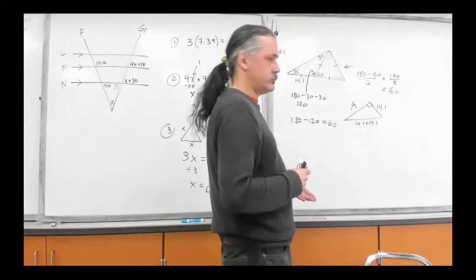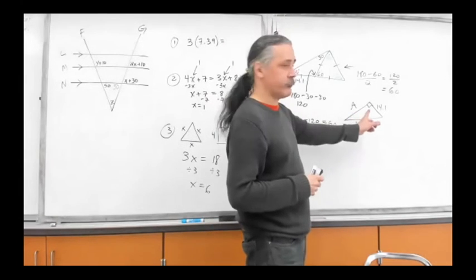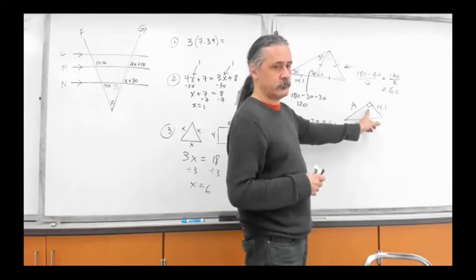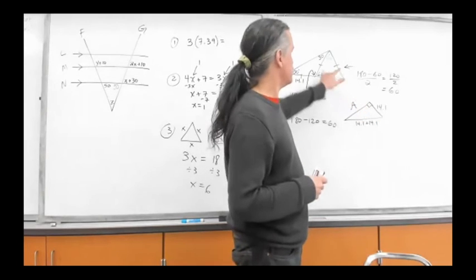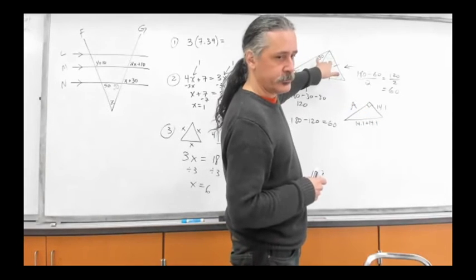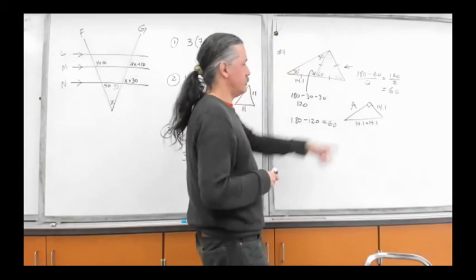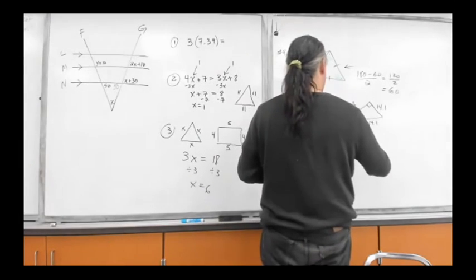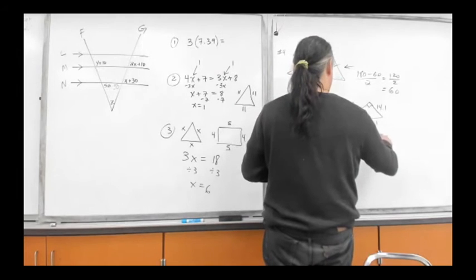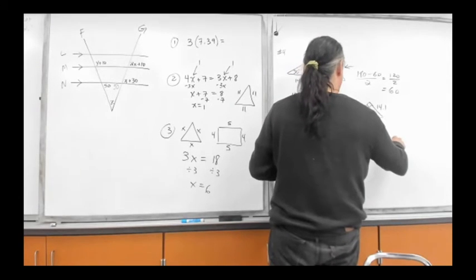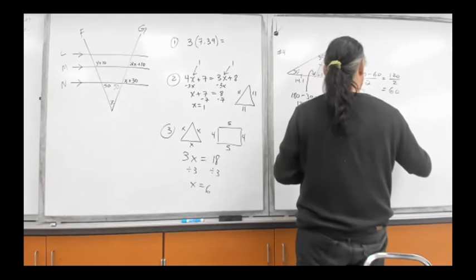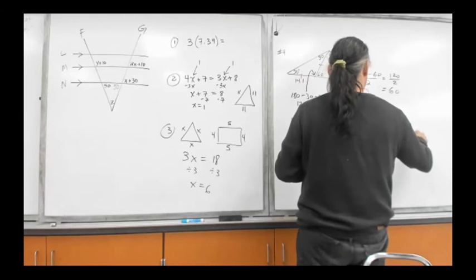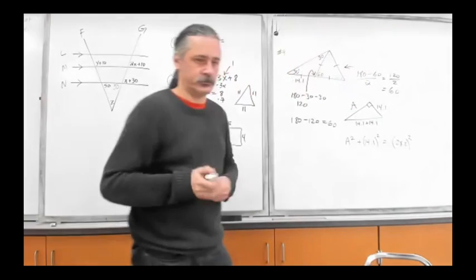Okay, again, that's the tricky part of this is realizing we have a right triangle. Realizing that 60 plus 30 is 90. So now we can use the Pythagorean theorem. And then we can finish it from there.